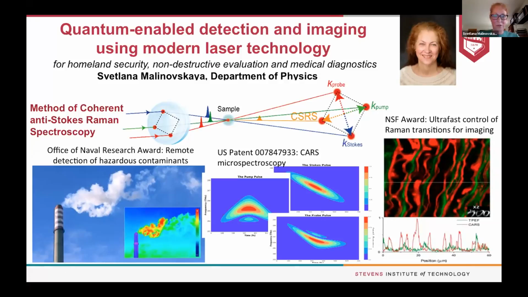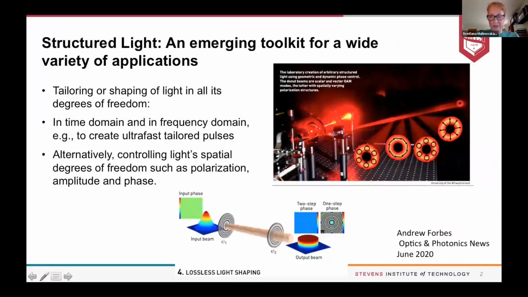What is structured light? It may be referred to as tailoring or shaping of laser radiation in all degrees of freedom. This is in the time domain or in the frequency domain, to produce shaped ultra-fast time pulses. Alternatively, shaping can occur in the spatial degrees of freedom. This would be the polarization and also intensity and phase of the fields.